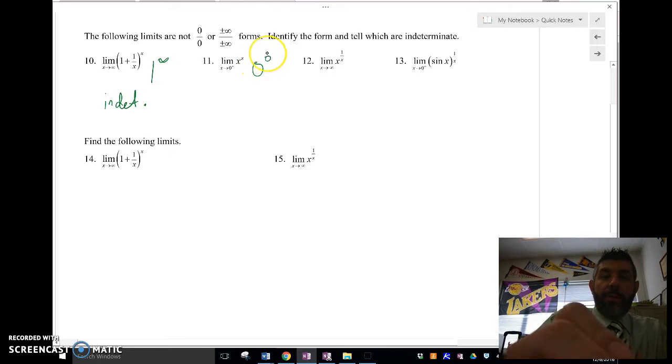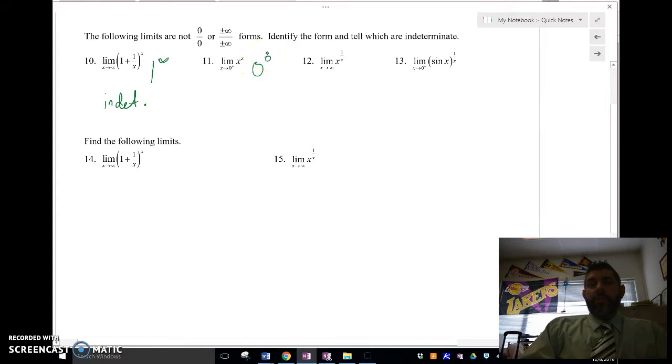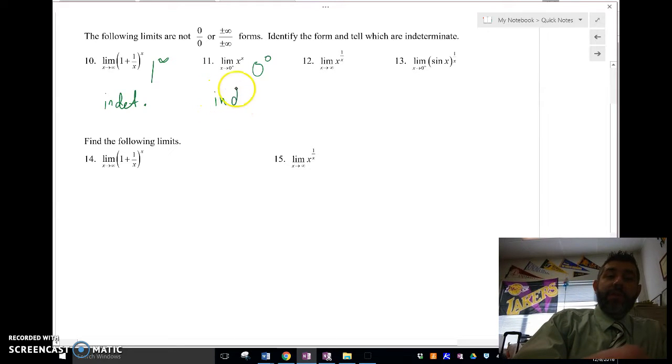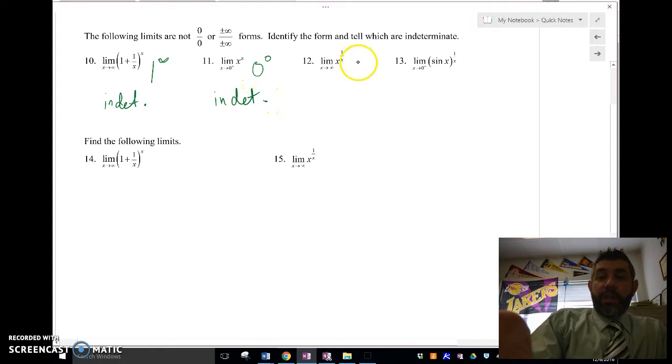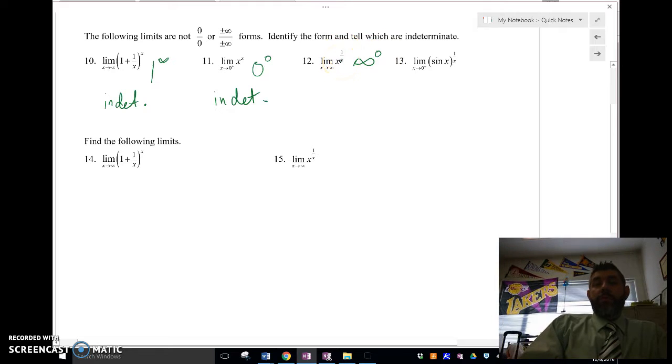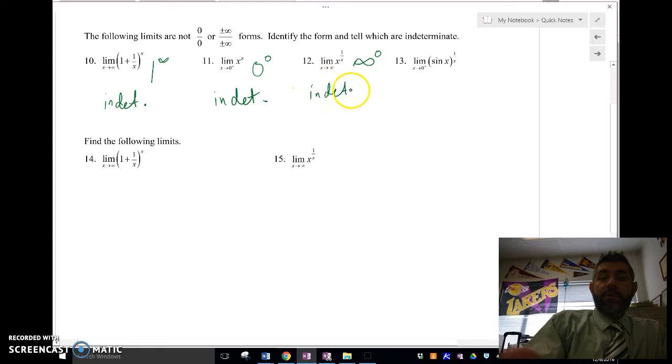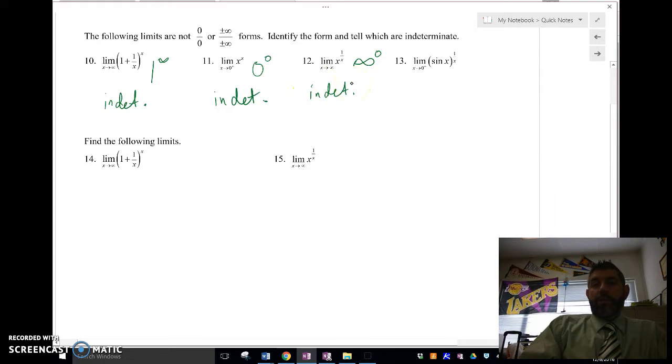0 to the 0 power, well, anything to the 0 power is 1, not anything. 0 to the 0 power is also indeterminate, so that's another indeterminate form. Infinity to the 0 power, right, because 1 over infinity would go to 0, that's also indeterminate. We can't do infinity to the 0 power.